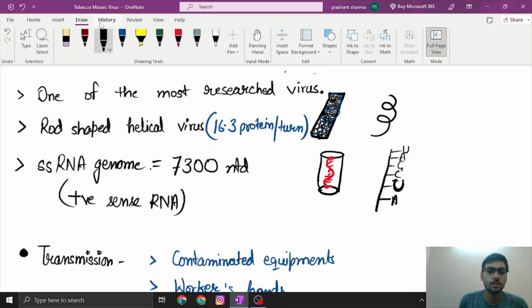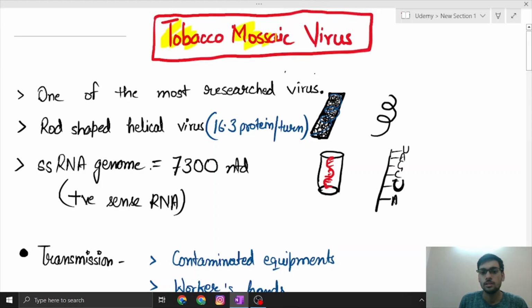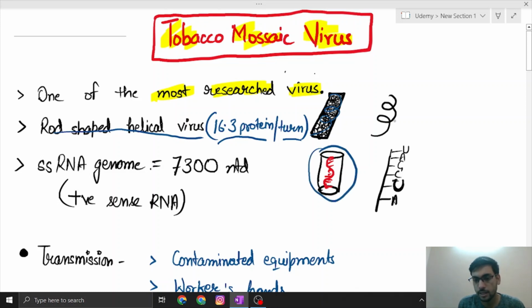In this class we are going to learn about tobacco mosaic virus. This tobacco mosaic virus is a very important virus and it is one of the most researched viruses in virology. It contains 16.3 proteins per turn and it is a rod shaped helical virus. Rod shape means it is a cylindrical virus, and 16.3 proteins per turn means that if this is one turn, the proteins will be arranged like this, such that it contains 16 and a part of the 17th protein per turn.